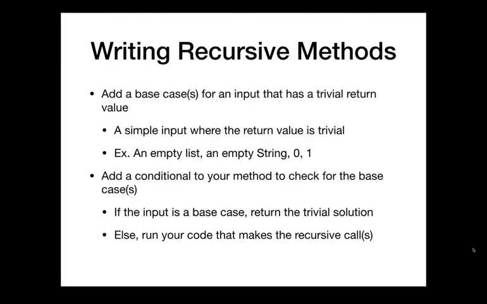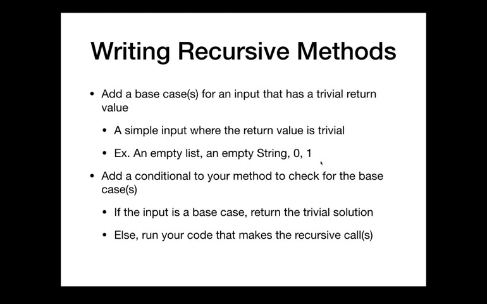Add in that base case with a trivial return value. This is typically an empty list or a list of size 1, as we saw. It's an empty string, like we saw in the anagrams code that we'll talk about again on Friday. 0 or 1 usually has some trivial output. 1 for the lecture question has a trivial output. You just return it. You just return 1. So some base case where there's a trivial return value, and you just return that value.